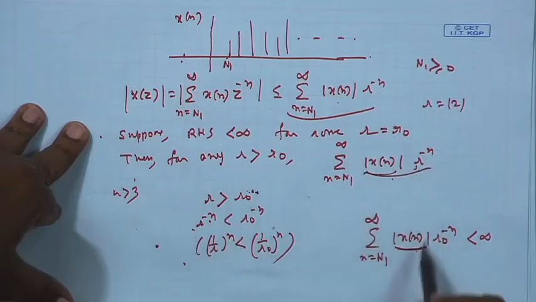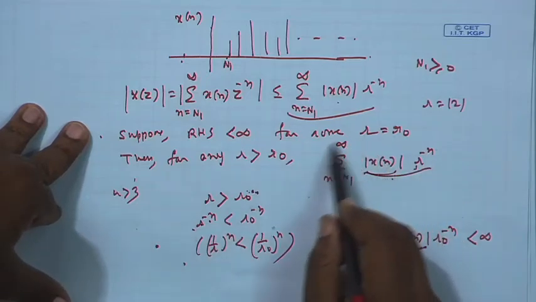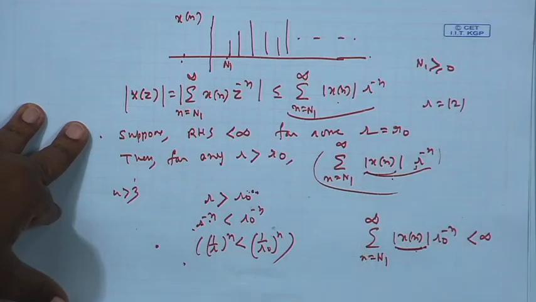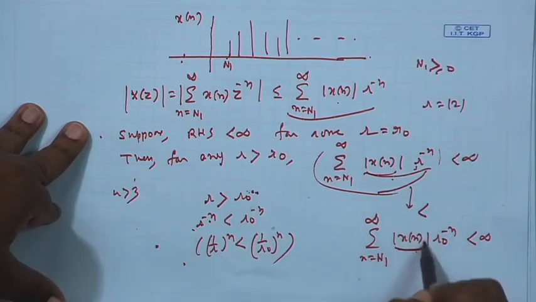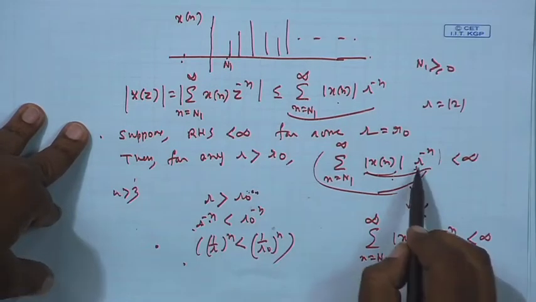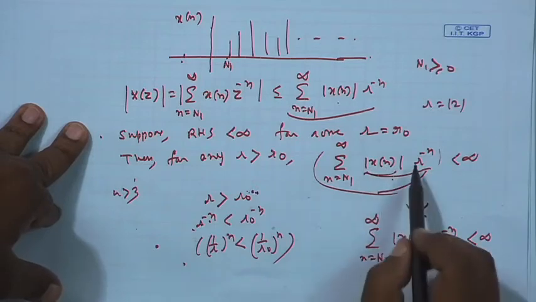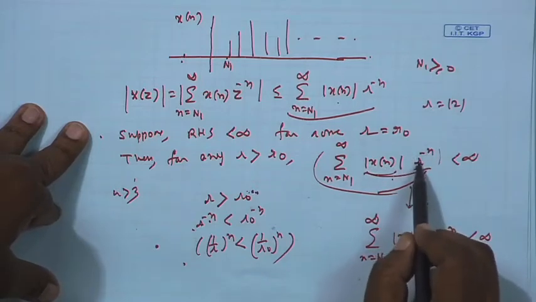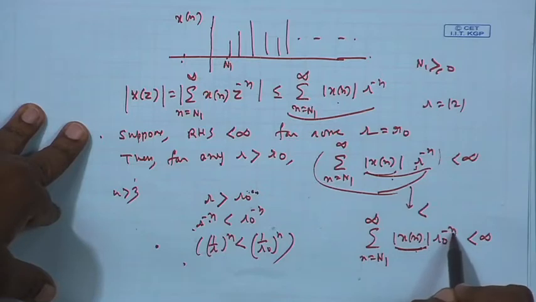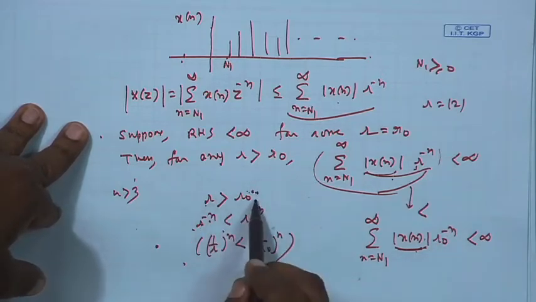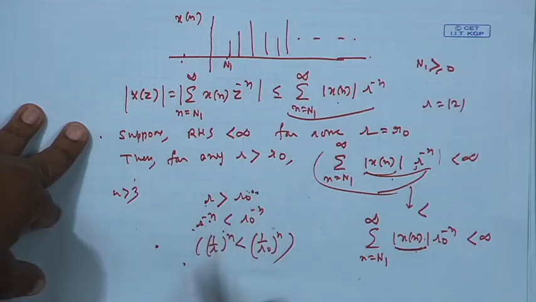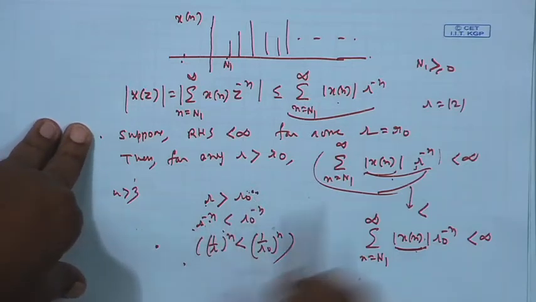So, obviously, this is lesser than this. So, this whole sum is less than this summation. So, if this summation is finite, this is also finite. This summation is less than this summation, because for mod x[n] common, r to the power minus n is a positive number less than r 0 to the power minus n, as you have seen here, because r is greater than r naught, I am taking r greater than r naught. So, r to the power minus n is less than r 0 to the power minus n, which means this will be finite.